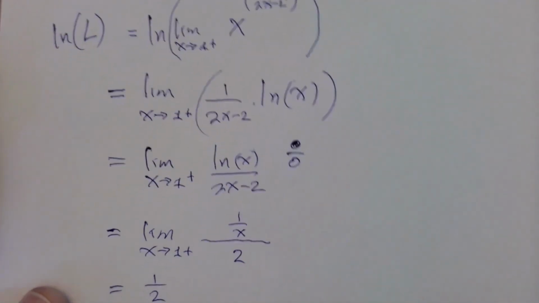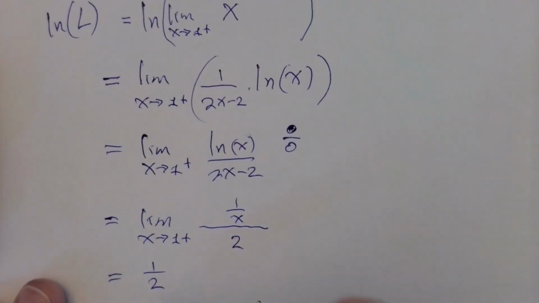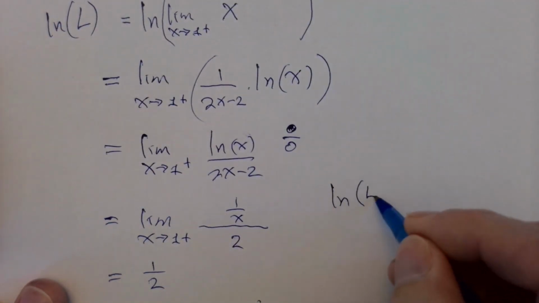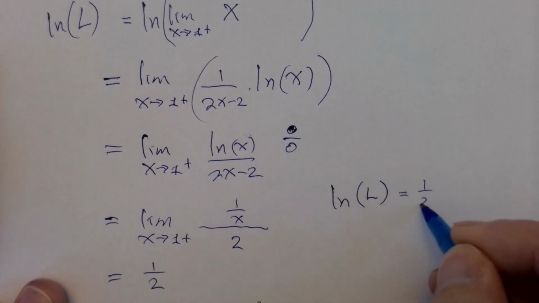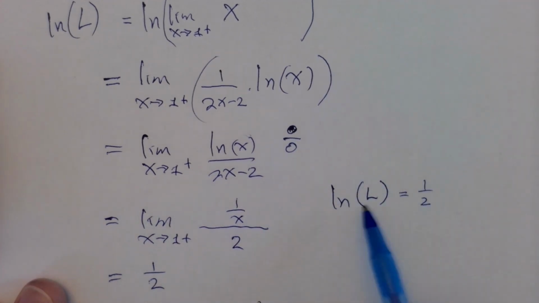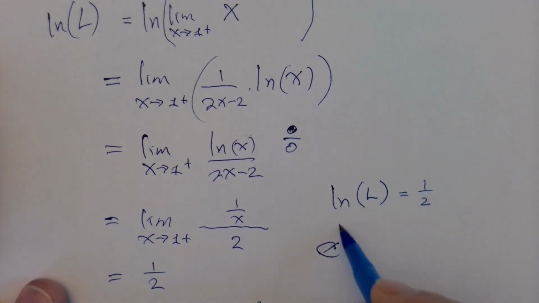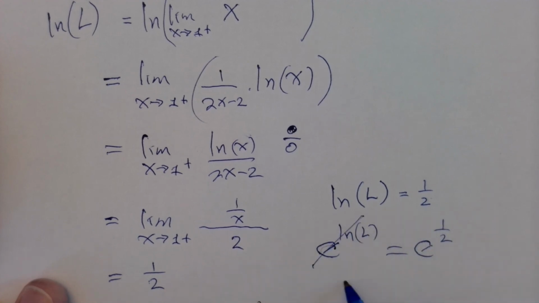And is that the answer to the problem, 1/2? No, 1/2 is equal to the natural log of our answer. So, almost done. The natural log of L is equal to 1/2. These equal numbers can act as equal exponents over equal bases, like this. And when you're done, the exponential and the log cancel, and you end up with L equals e to the 1/2 power, or if you prefer, the square root of e.